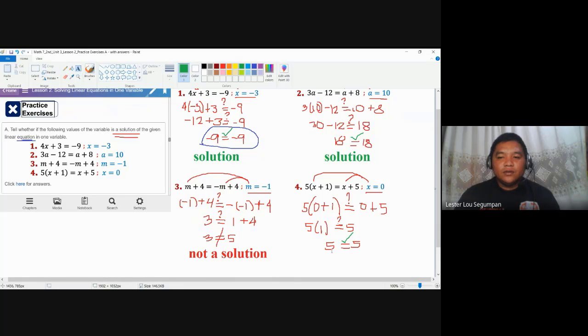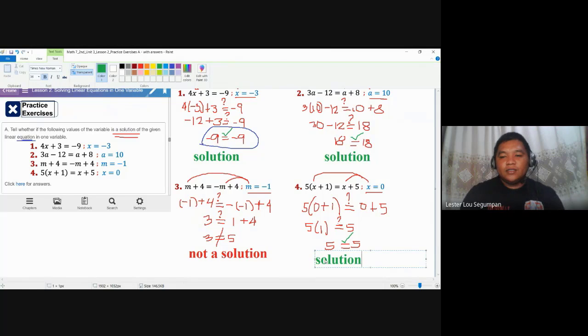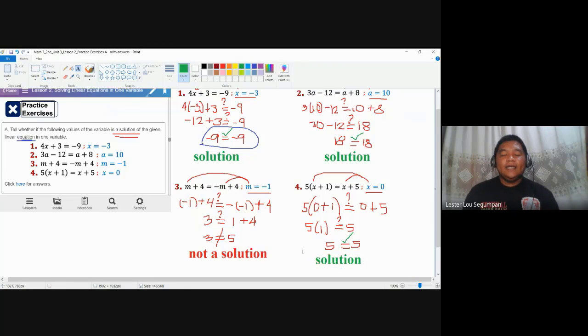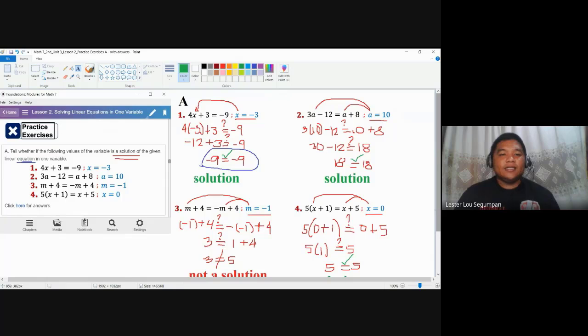Therefore, in number 4, the value for x, which is 0, for the equation in number 4, is also a solution. This is how we check whether the given value is a solution or not. This, as I have mentioned earlier, is not yet the part on solving the equation in one variable, but a vital part of it because this will be needed in checking later on. This is how it's done.